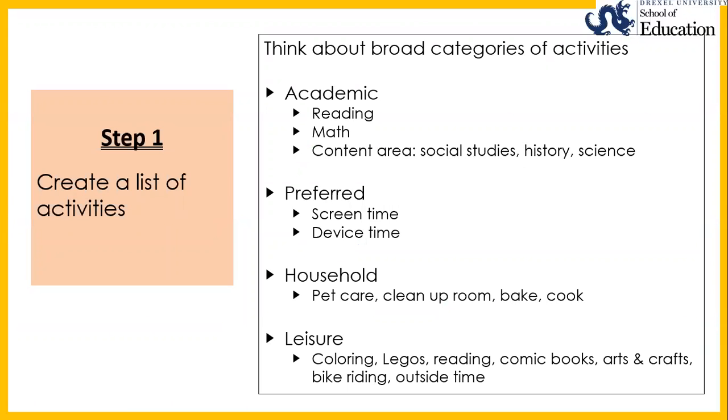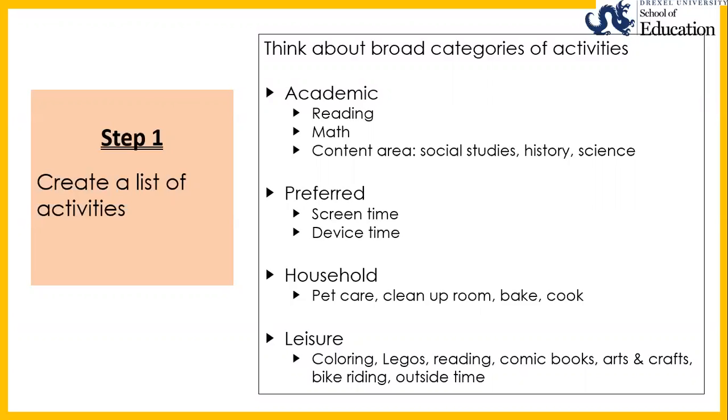The first step, as I said, is to create this list of activities. So to identify a list of activities, you want to think about some broad categories of activities. The activities can fall into categories like those that are shown on the screen, like academic, preferred, household, and leisure. And then within those categories, you want to list the activities that fit for your children. So they're academic subjects like reading or math, or content areas like social studies or history or science.